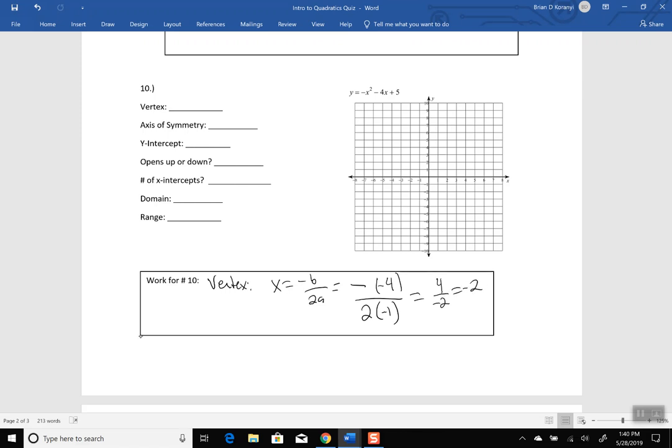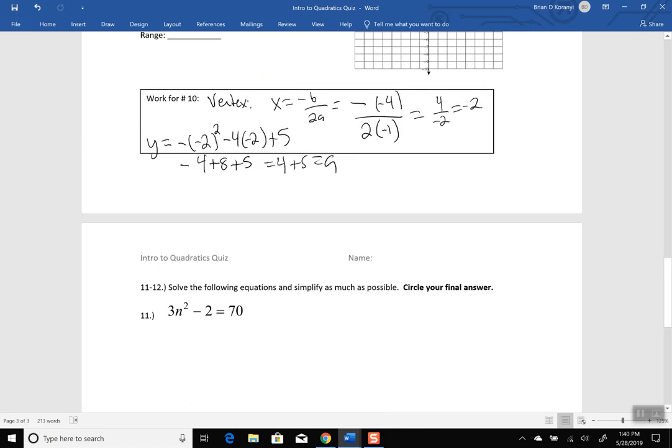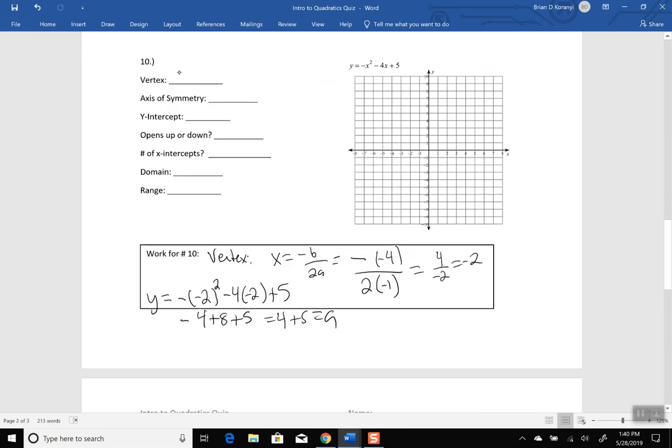When I go to plug it in, it's going to be y equals negative 2 squared minus 4 times negative 2 plus 5. PEMDAS says do the exponent first, so negative 2 squared is 4. Negative 4 times negative 2 is 8, and 5. Negative 4 plus 8 is 4. 4 plus 5 is 9. So your vertex is the point negative 2, comma 9.